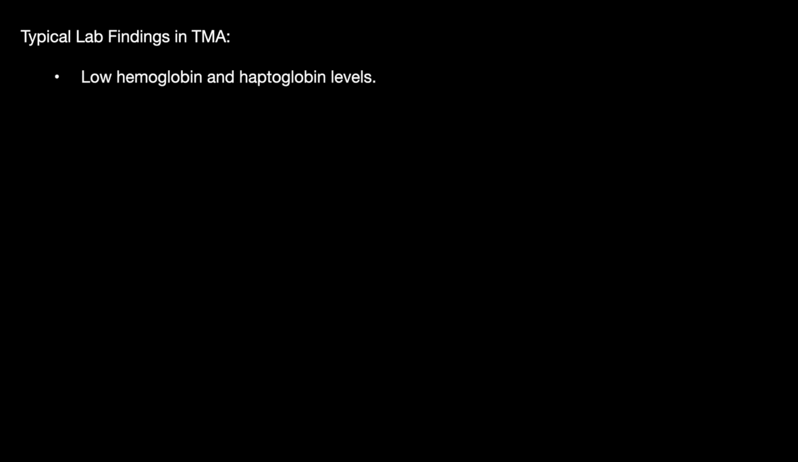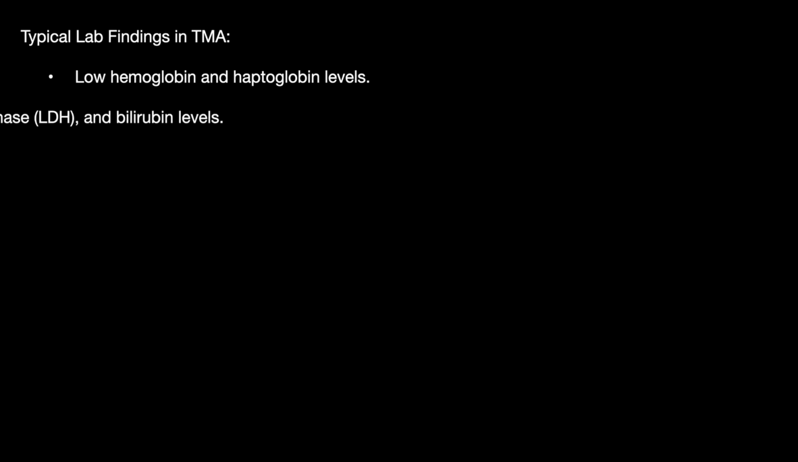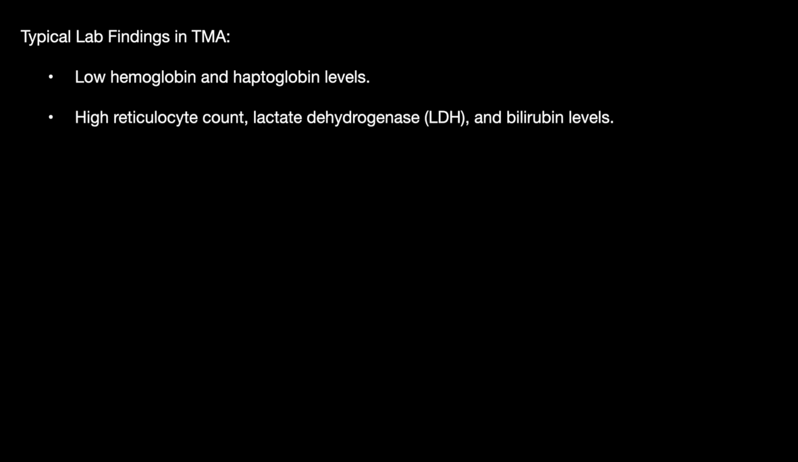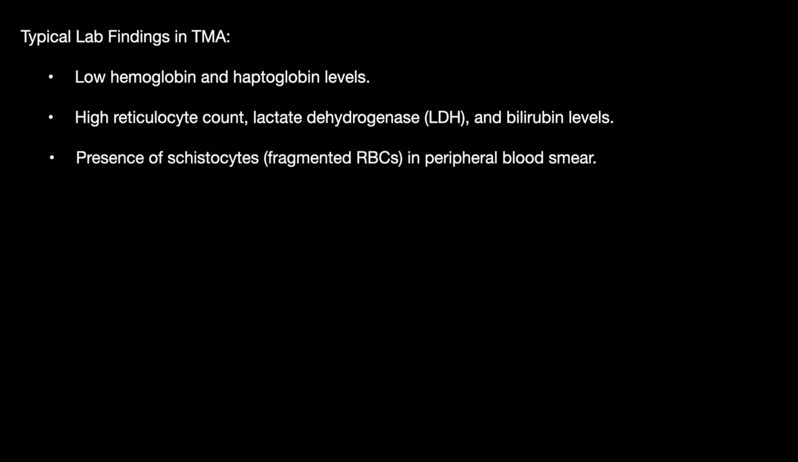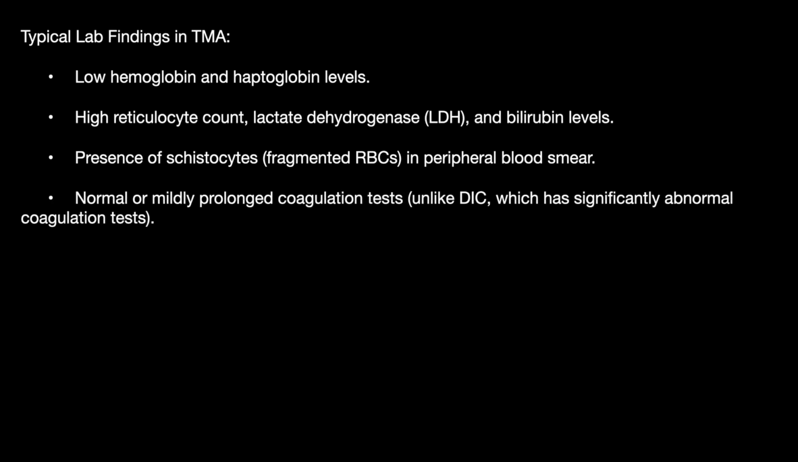Now, typical lab findings are low hemoglobin and haptoglobin levels, and high retic count, lactate dehydrogenase and bilirubin because of the RBC breakdown. The presence of schistocytes, fragmented RBCs, in the peripheral smear is very, very important here. Coagulation tests are normal or mildly prolonged, unlike DIC where it is significantly affected.